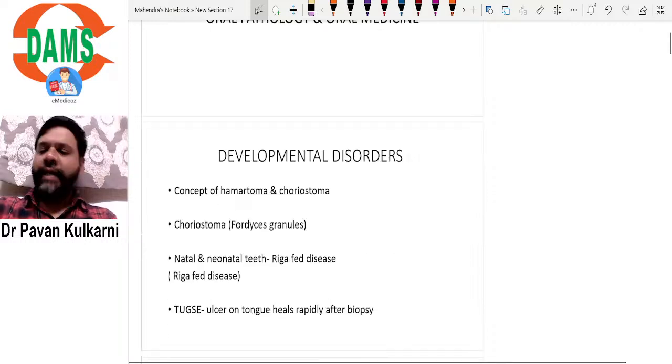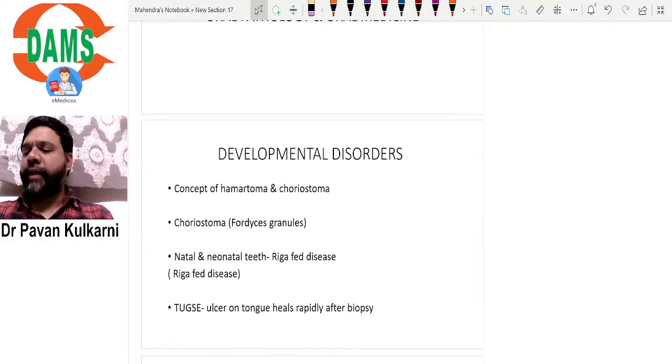First, in the developmental disturbance, what are we expected to know? We are expected to know the basic concept of the difference between a hamartoma and a choristoma. That is what we are expected to know. All of us know what a hamartoma is basically. Hamartoma is nothing but the benign proliferation of cells native to that place.